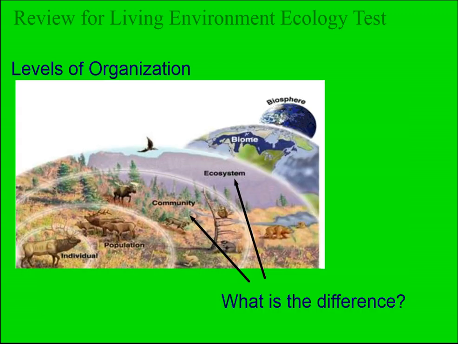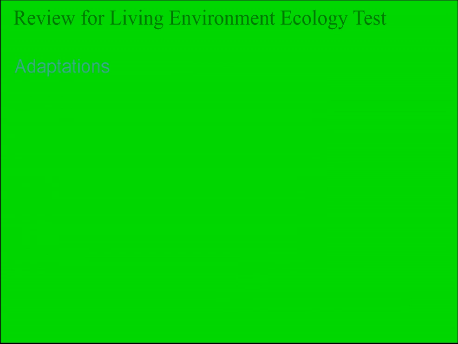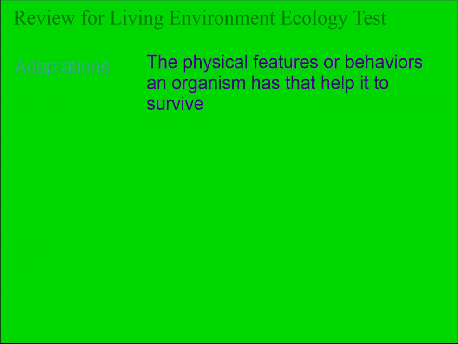Many students have trouble discerning between community and ecosystem. Again, community is all the different populations, all the biotic factors. An ecosystem would include the abiotic factors as well. Can you define adaptation? Adaptation is the physical features or behaviors of an organism that helps it to survive.